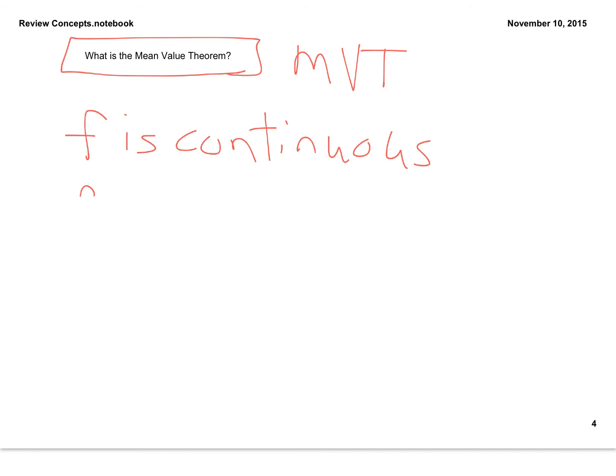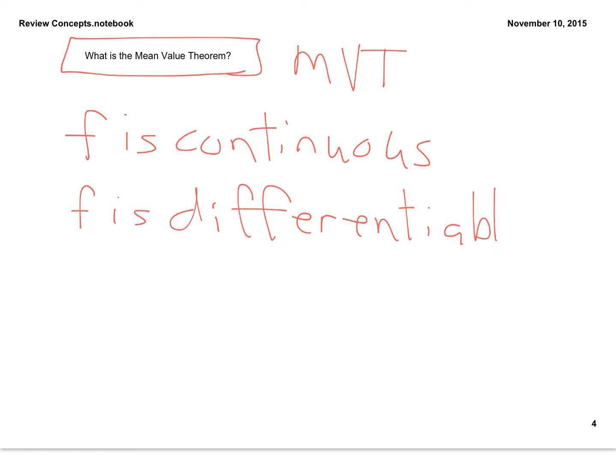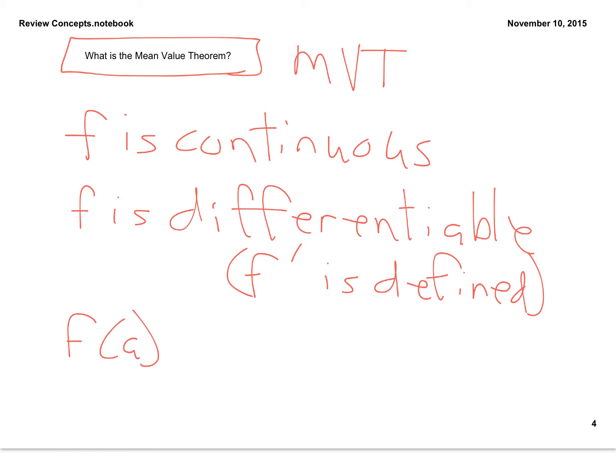The second thing is F has to be differentiable. Graphically, that means that it has no sharp turns in it. But also, remember, we've discussed this briefly, that really also means that the derivative is defined. So if you've got those two scenarios where the function is continuous and differentiable, then there's one more thing that you have to worry about. F of A, one endpoint, is not the same as the second endpoint.